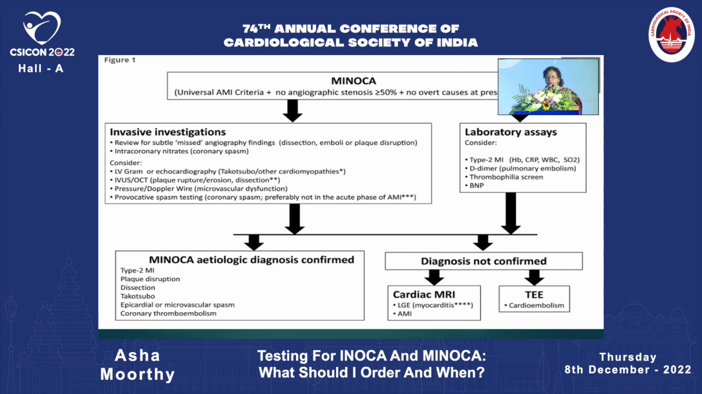So if you look at the flow chart of MINOCA, when the patient comes with the universal AMI criteria, you have to go for non-invasive investigations by doing an echocardiogram, and with the invasive investigations you have to go for a coronary angiogram, but sometimes it will not give conclusive evidence. So you have to go for IVUS or OCT, and you can go for a pressure Doppler wire to assess for microvascular dysfunction and a provocative spasm test, but it should not be done in the acute phase of AMI.